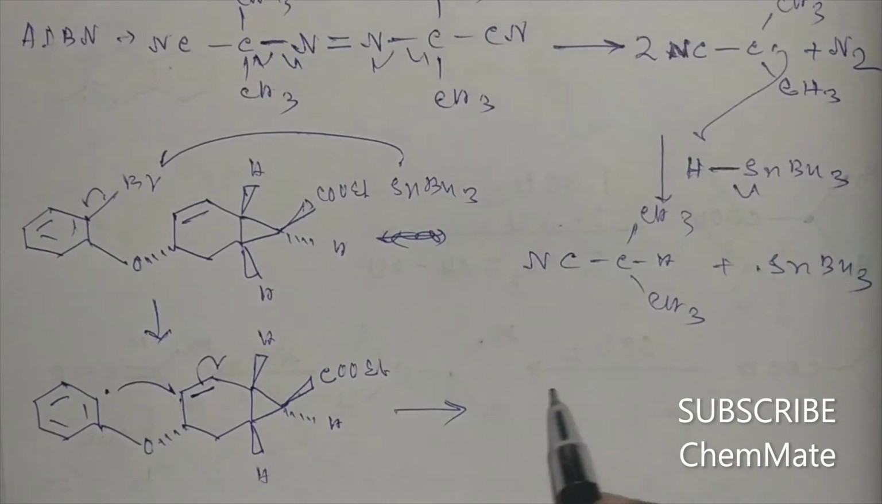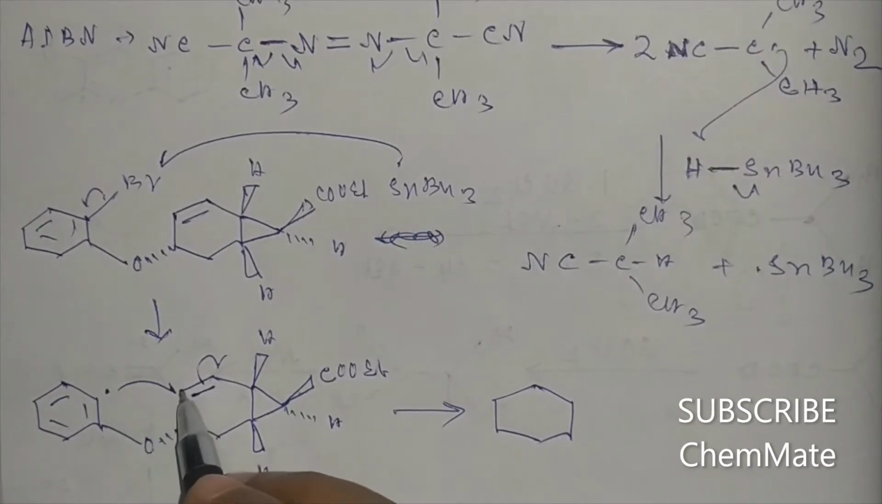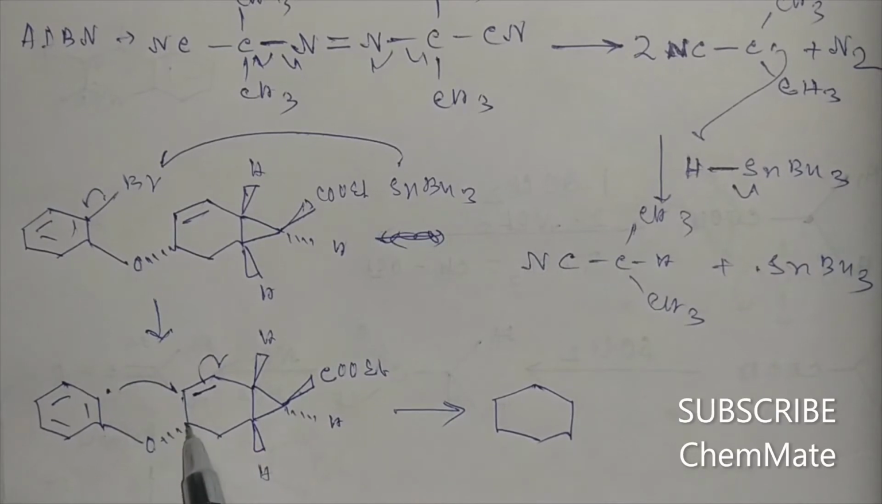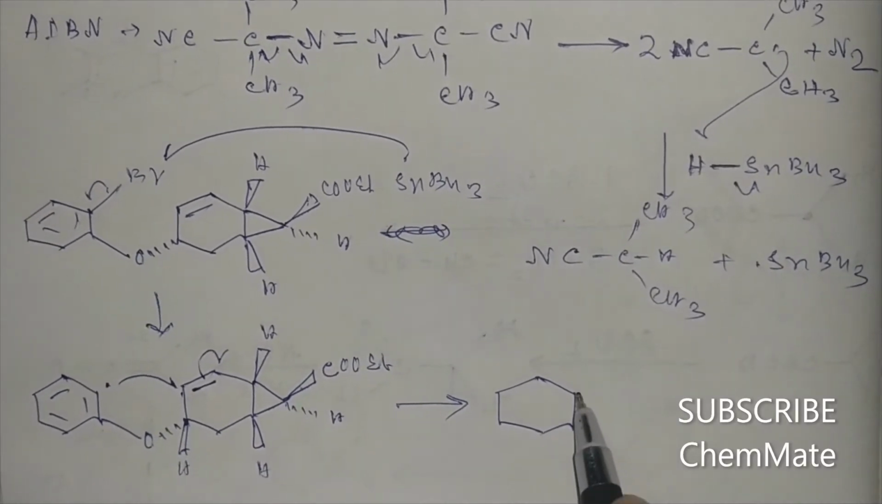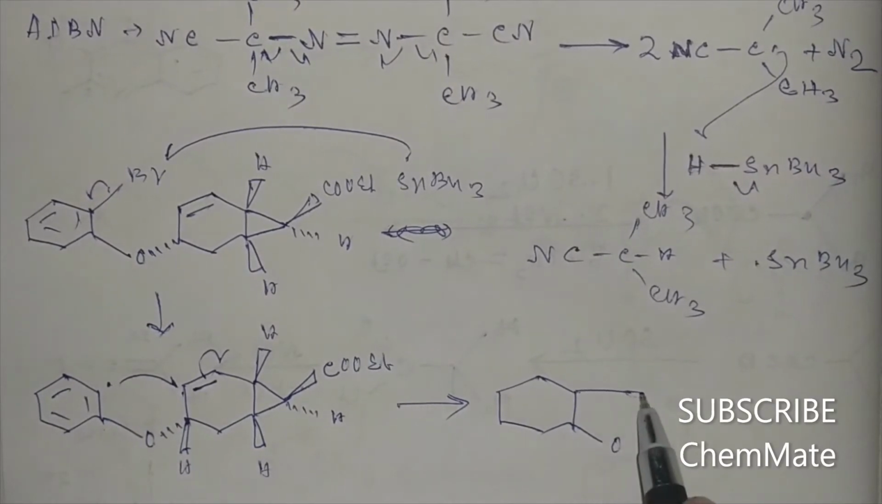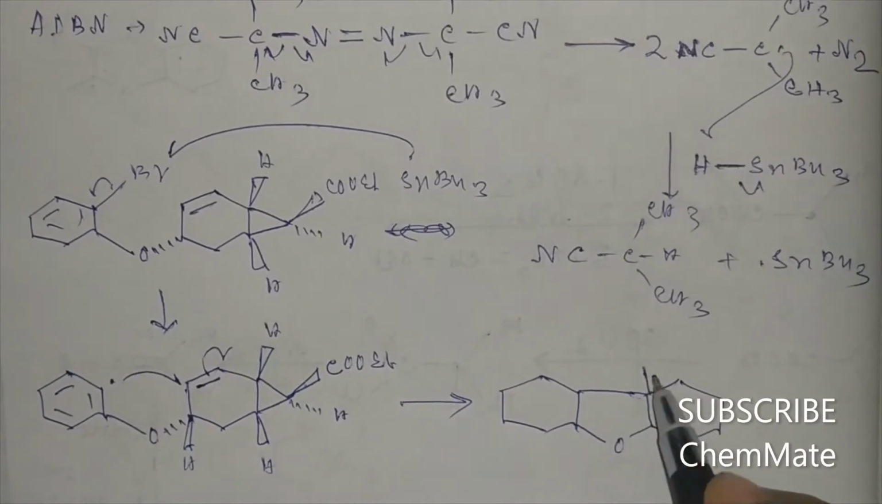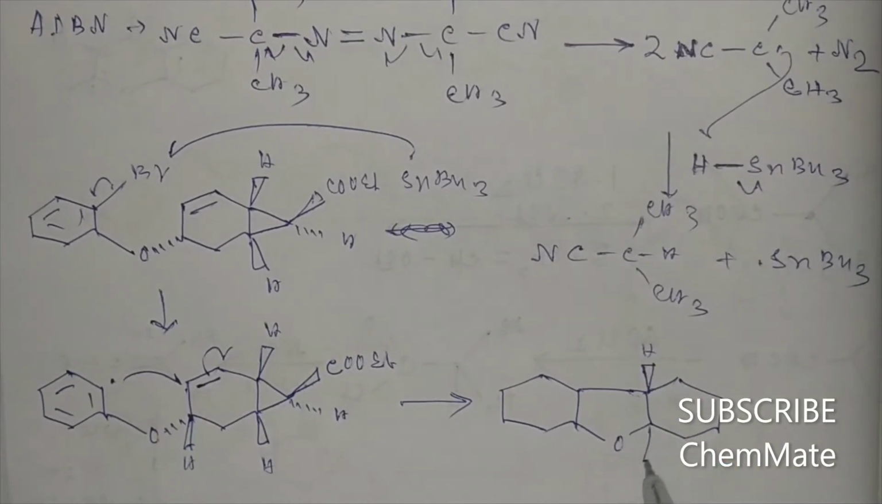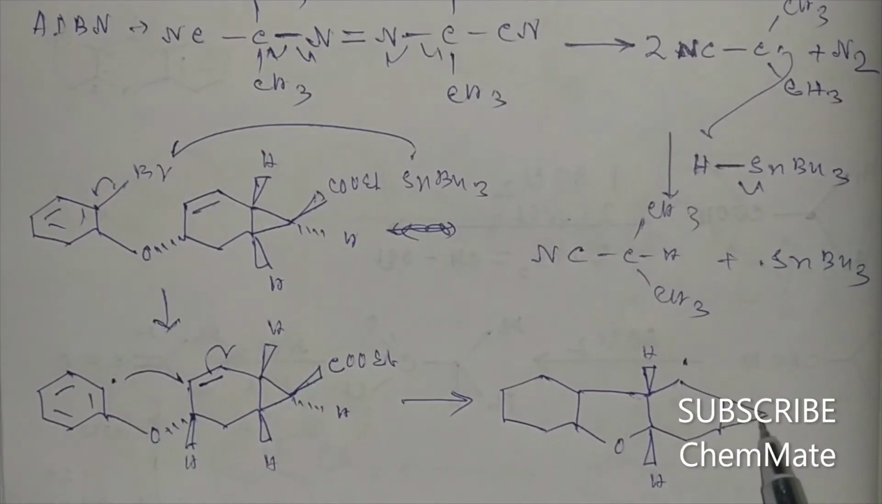So the product will be, if it attacks from below the plane, here is a hydrogen, this hydrogen will go above the plane, and here is already a hydrogen above the plane. So a cis-fused ring will be formed here. The hydrogen will go above the plane here, and here is a hydrogen above the plane. The radical will be here, and the three-member ring is as it is here.